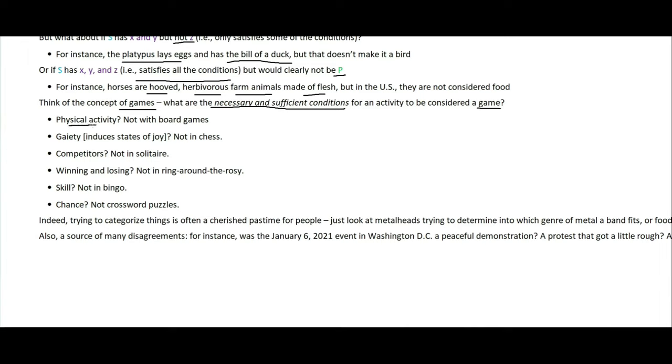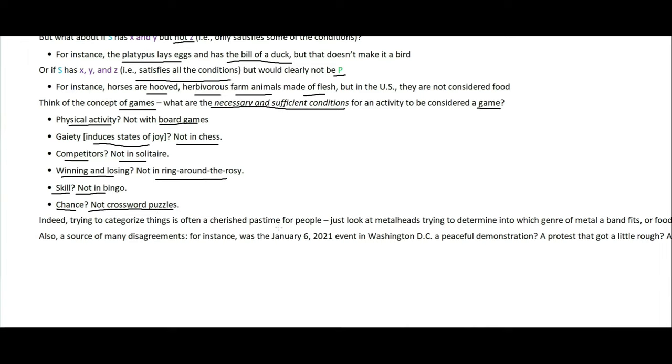Physical activity: not in board games. Gaiety, which means it induces states of joy: not in chess competitors, not in solitaire. Winning and losing: not in ring around the rosy. Does it require skill? Not in bingo. Does it require chance? Not in crossword puzzles.